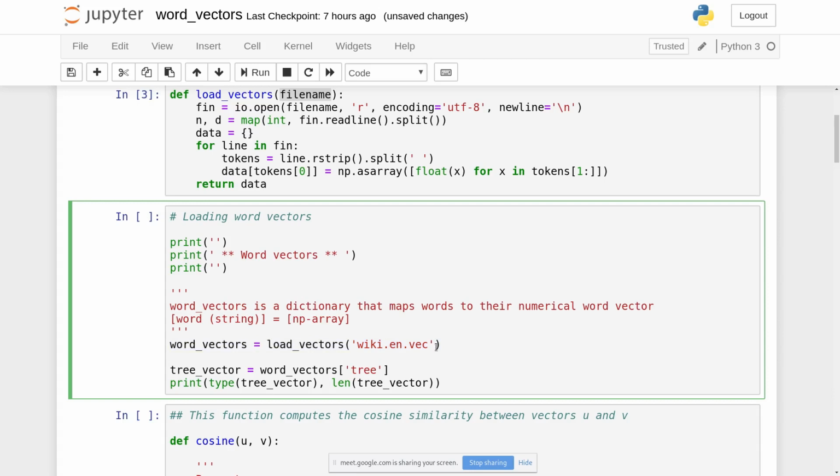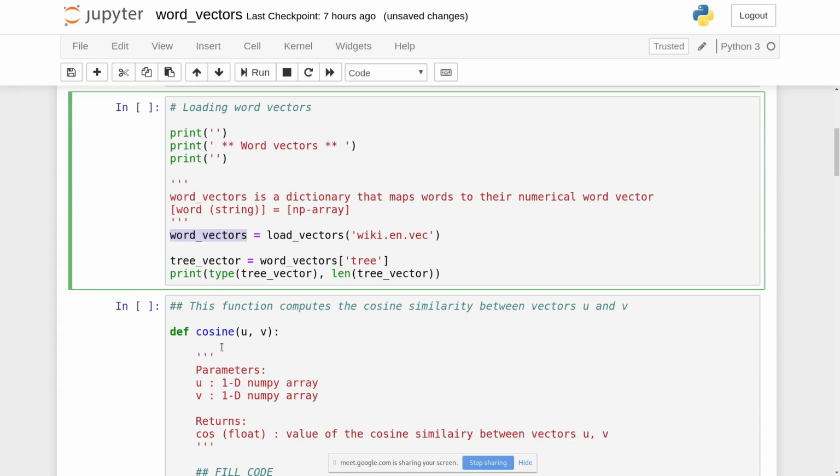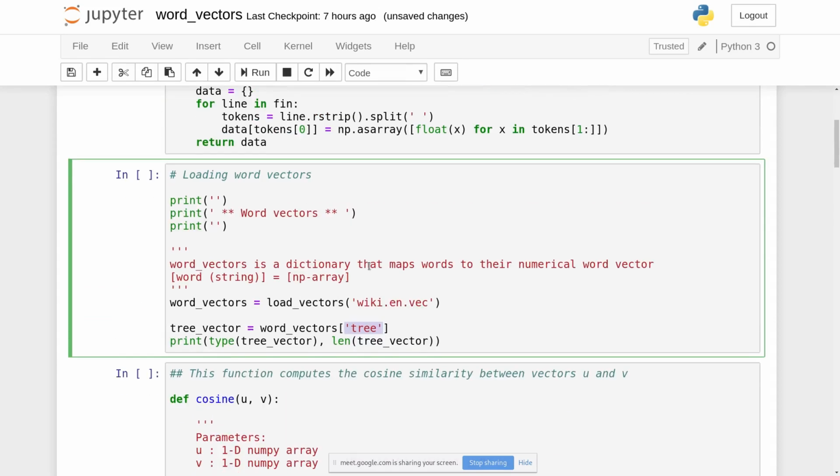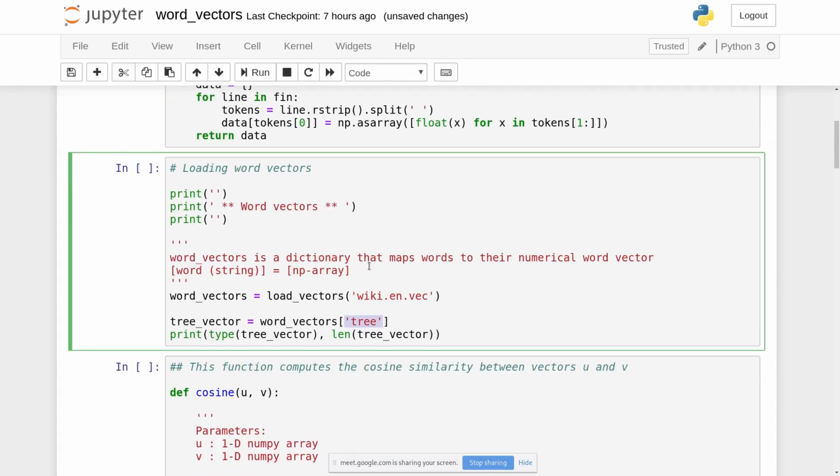We are going to give it the file wiki.en.vec. These are word vectors for 12,000 words extracted from Wikipedia, and they're going to be stored in the dictionary word vectors. If you're going to access a word vector for a particular word, you access it using the key. So the key is the word. It should be in small letters, since I think it's case sensitive, and it's going to return your word vector.